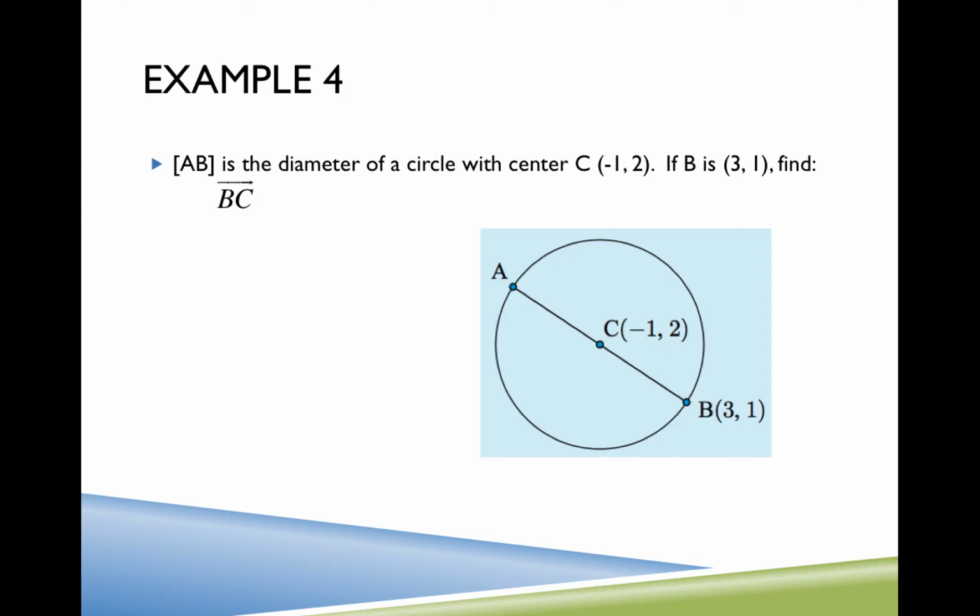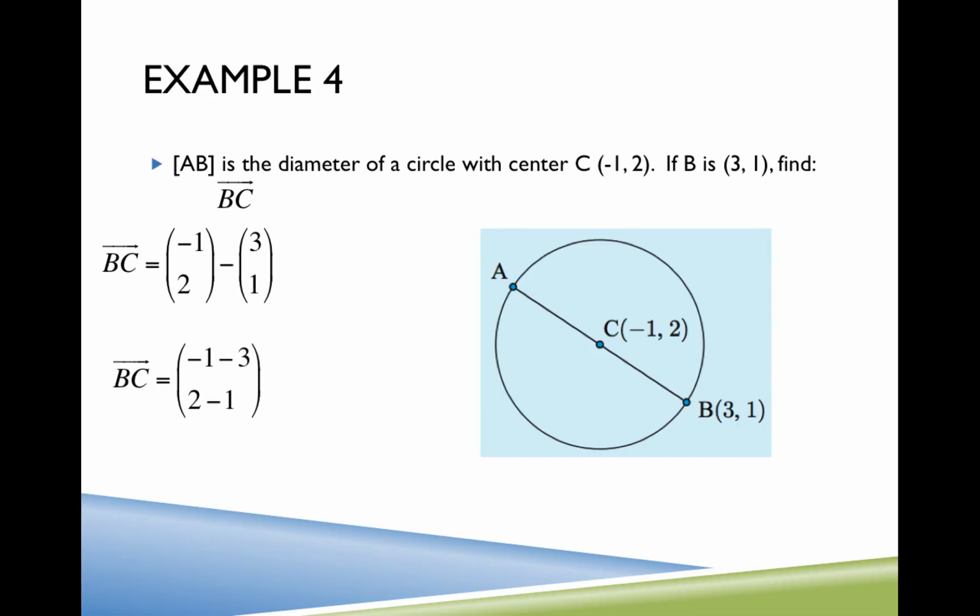So example 4 says AB is the diameter of the circle with center negative 1, 2, and if B is 3, 1, find me BC, vector BC. And you're like, what? Vector BC? Well, in that case, I can say it's my C coordinate negative 1 minus my B coordinate 3, and my C coordinate 2 minus my B coordinate 1. And I can say that my vector BC, from B to C, is negative 4 over to the left and 1 unit up. Pretty straightforward in this case.